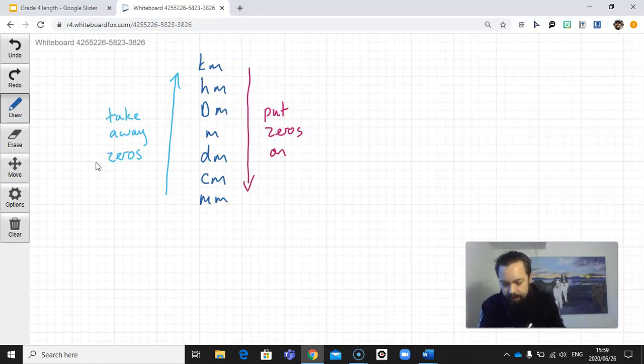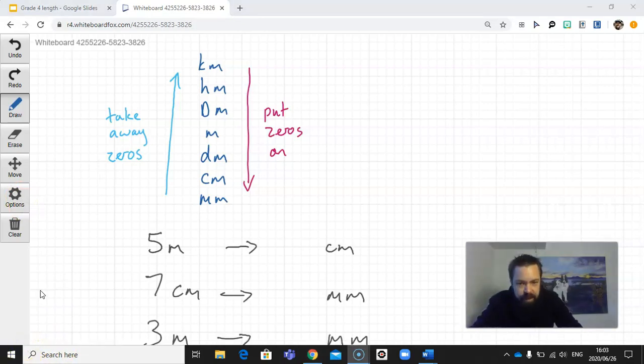Okay, so let's say that your teacher gave you this problem here, and your teacher said you have 5 meters. So there's 5 meters, and you need to make it into centimeters. All right, so let's go and have a look at how we're going to do that. First up, are we going up the list or are we going down the list? So we're going from meters, and we're going to centimeters. So that means we're going down the list, so we're going to be putting zeros on.